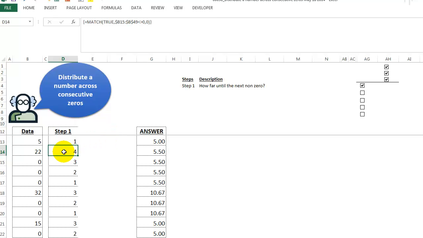And now we see a 4, meaning that we're looking 1, 2, 3, 4. This is the first non-zero value after the current one where we're at in row 14.